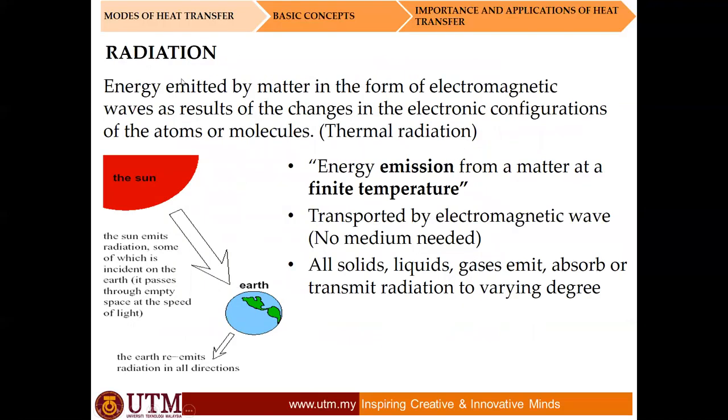So the last one is heat transfer via radiation. It's basically energy emitted by matter in the form of electromagnetic waves, as a result of changes in the electronic configuration of the atom or molecule. So basically thermal radiation is energy emission from matter at a finite temperature. We need to have two finite temperatures. Let's say we have the temperature of the sun and the temperature of the earth. Assuming these finite temperatures, we can calculate the energy transfer via radiation.